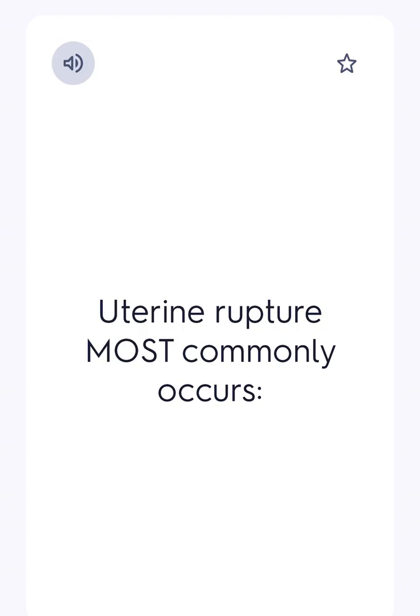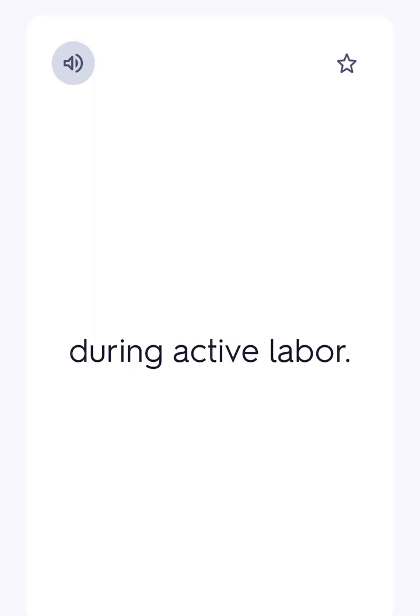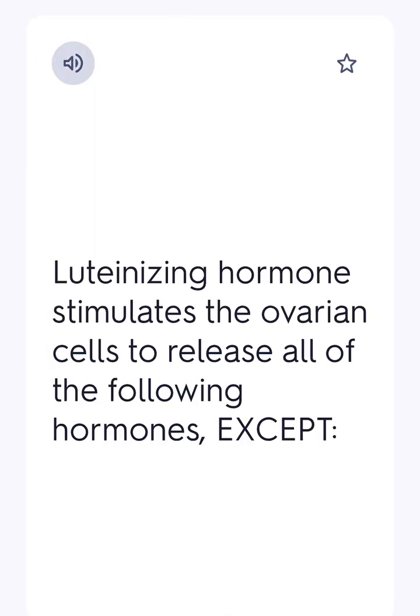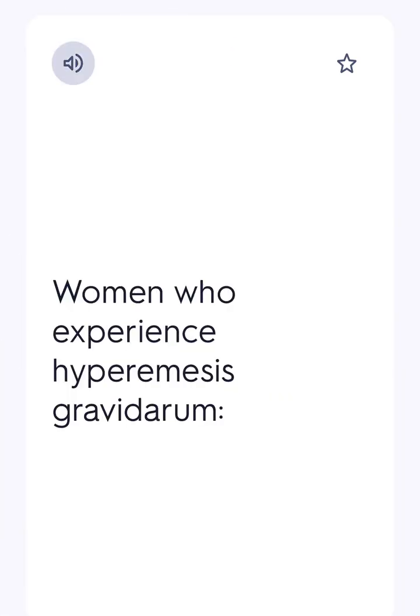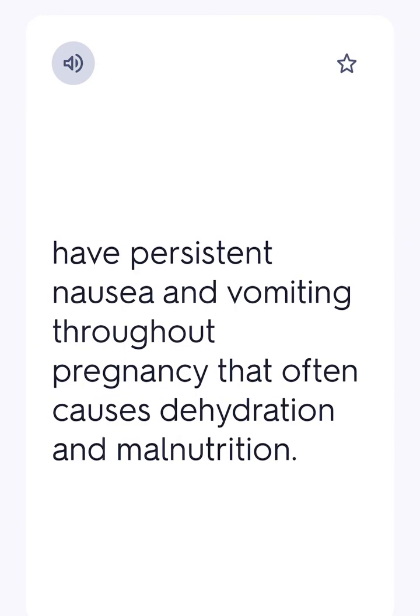Uterine rupture most commonly occurs during active labor. Luteinizing hormone stimulates the ovarian cells to release all of the following hormones except oxytocin. Women who experience hyperemesis gravidarum have persistent nausea and vomiting throughout pregnancy that often causes dehydration and malnutrition.